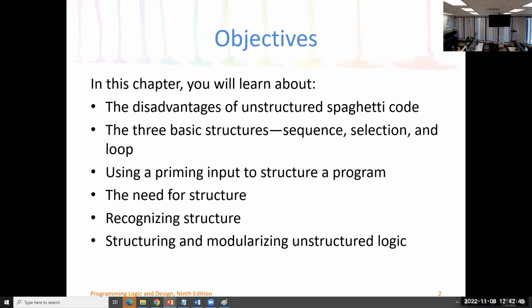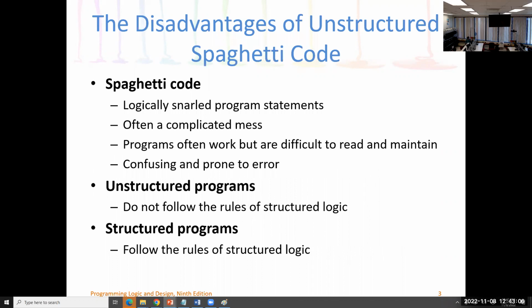So in this chapter, we learn about the disadvantages of unstructured spaghetti code, and the 3 basic structures: sequence, selection, and loop, using the programming input to structure a program. There's a need for structure, structuring, and modularizing structured logic. Okay, you have the definition of the spaghetti code.